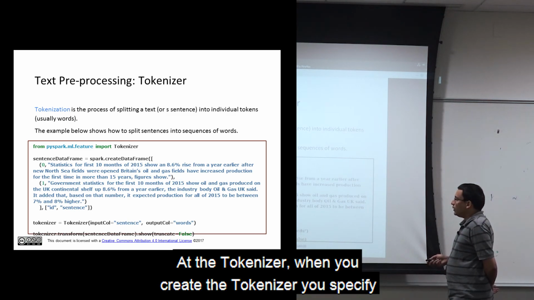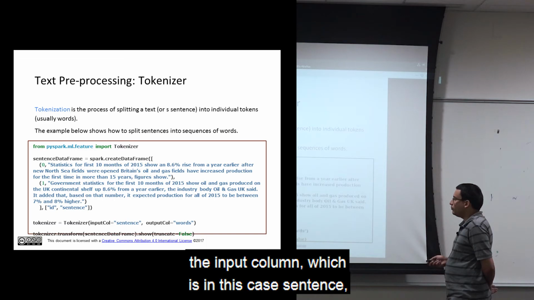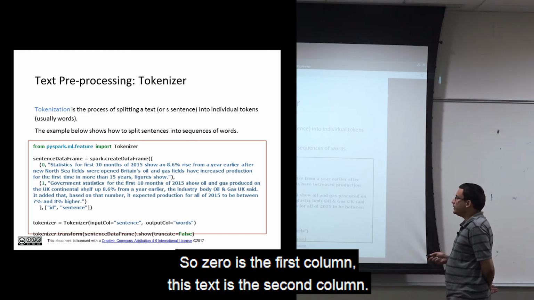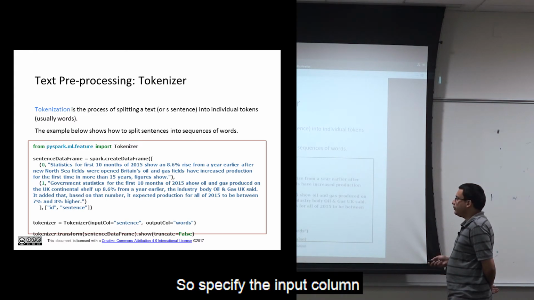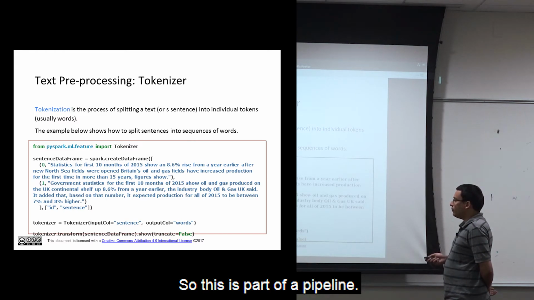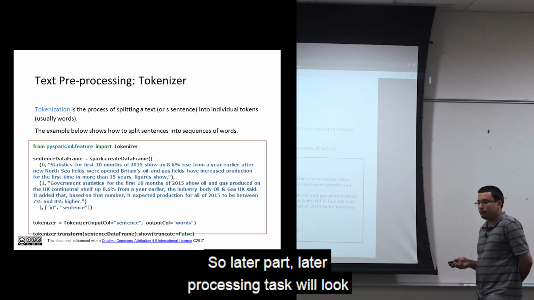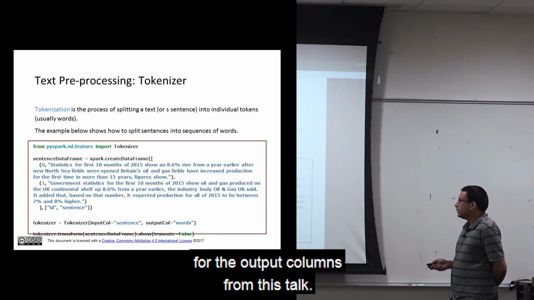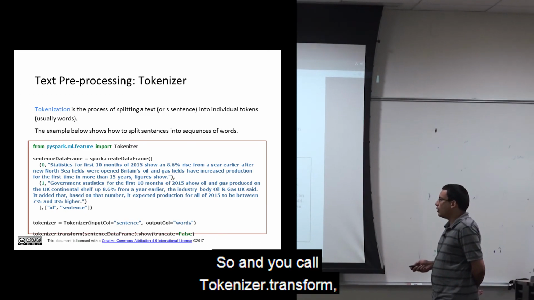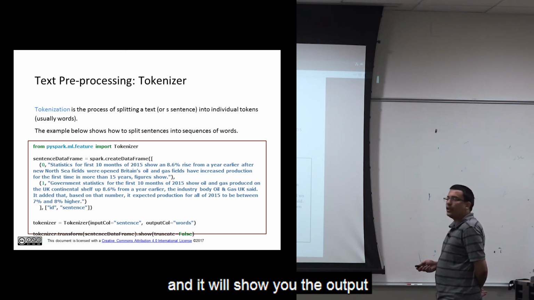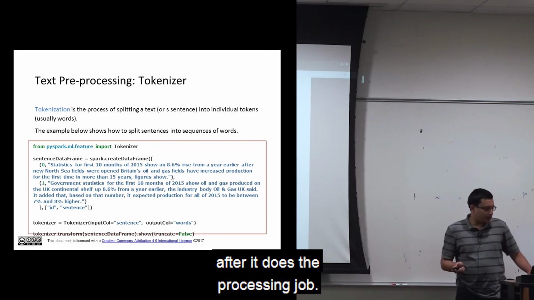When you create the tokenizer, you specify the input column, which is in this case sentence, because sentence indicates the second column. So 0 is the first column, this text is the second column. You specify the input column, and you also specify the output column, which will be words. This is a part of a pipeline, so later processing tasks will look for the output columns from this task. And you call tokenizer.transform, you hand over the sentence data frame, and it will show you the output after it does the processing job.